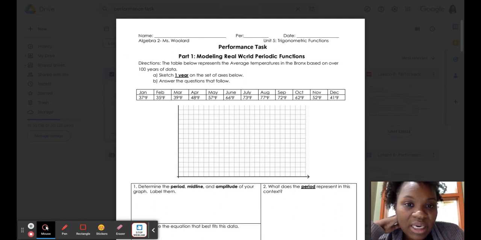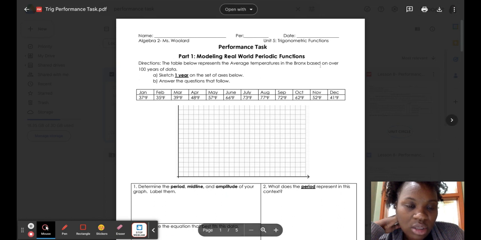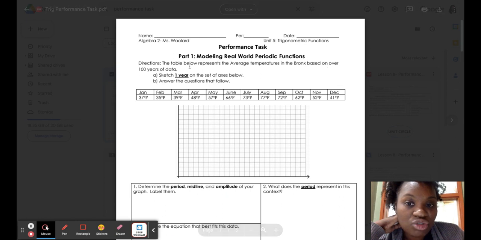This is modeling real world periodic functions. So if you read in the directions, the table here represents the average temperature in the Bronx. And it's actually real world data. It's not something I made up. This is 100 years worth of data. So this is the average temperatures in the Bronx in January, February, over the past 100 years.